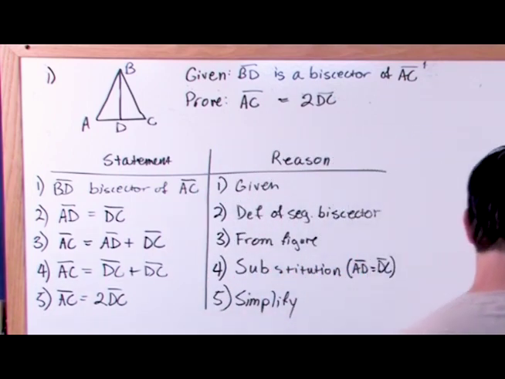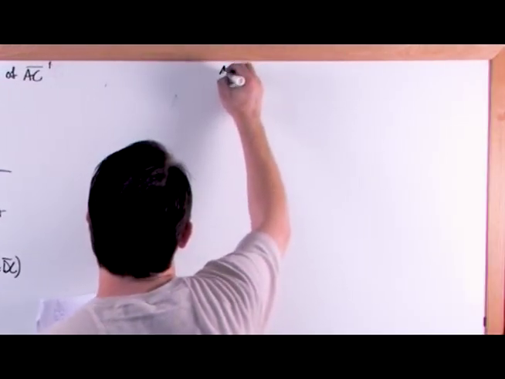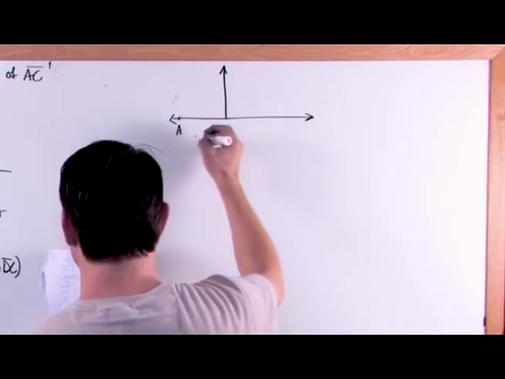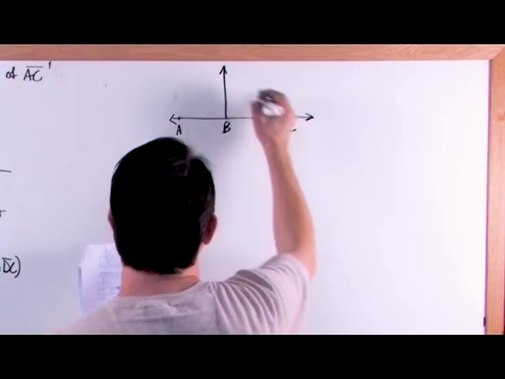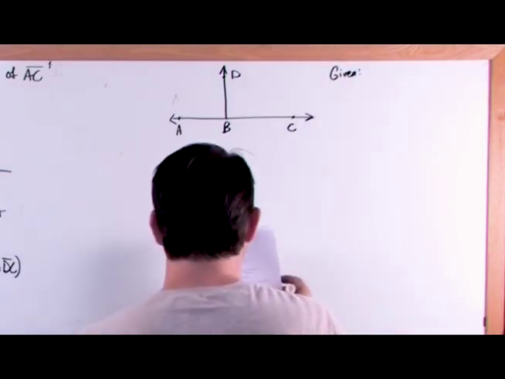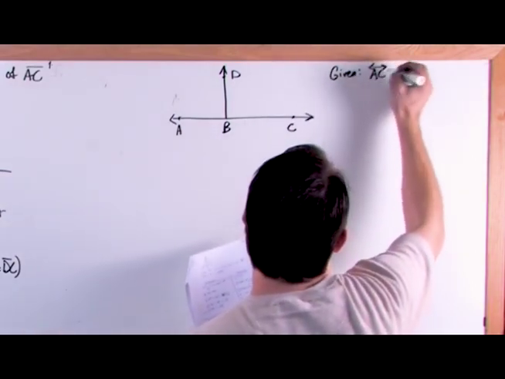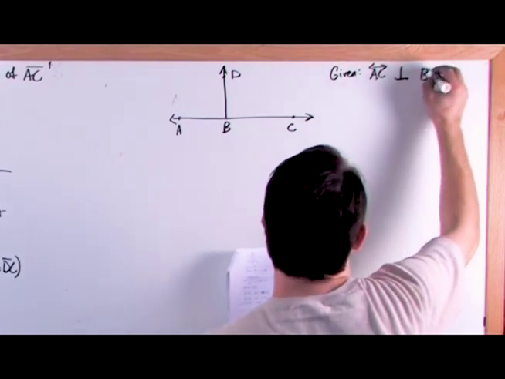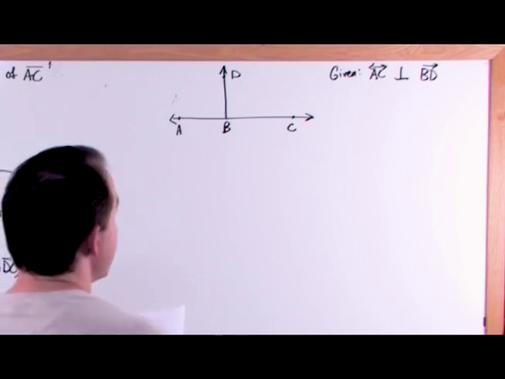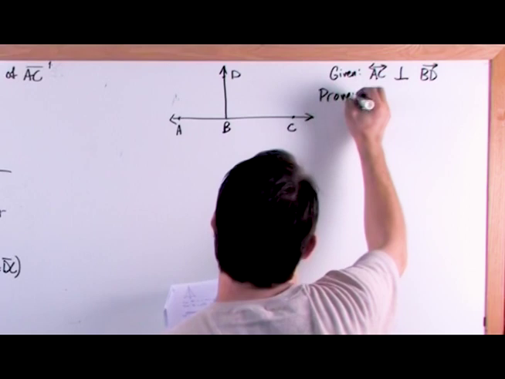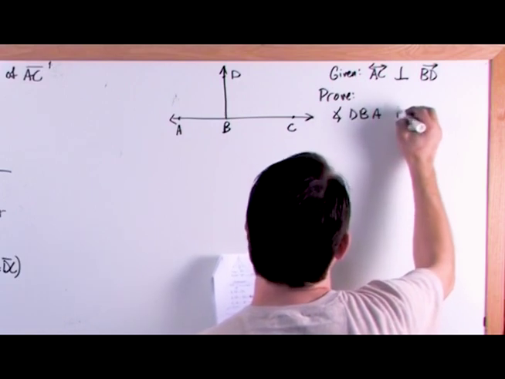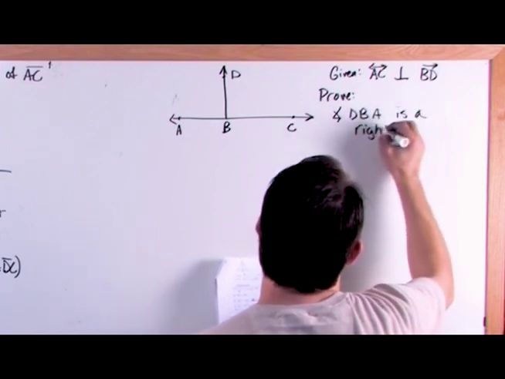Okay, our next proof is going to have a figure like this. This is A, this is B, this is C, and this is D. And you're given that AC is perpendicular to BD, okay? And you want to prove that angle DBA is a right angle.